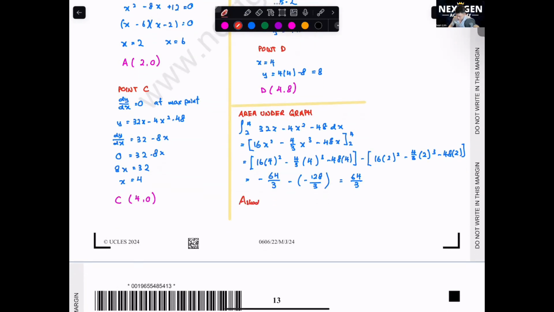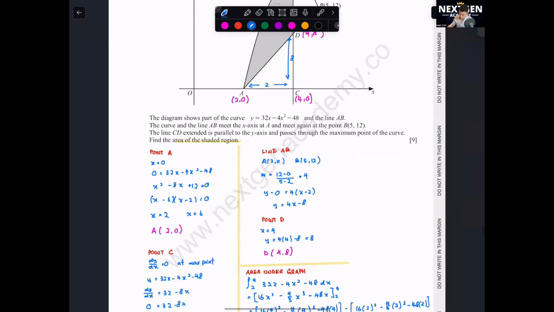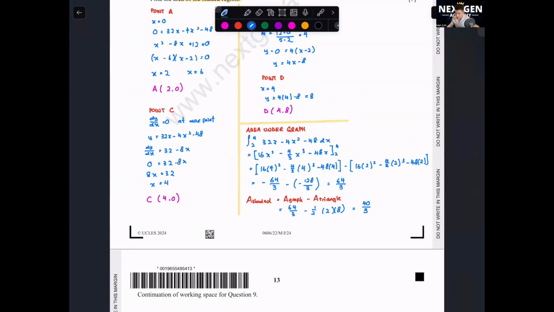Shaded area will be area under graph minus area of triangle, which you will get here 64 over 3 minus half times base times height. You see here? This is base. Base is here. Height is here. Don't need to go and do integration again for the line. Don't waste your time doing that. Final answer will be equal to 40 over 3. If you have time, write it down.